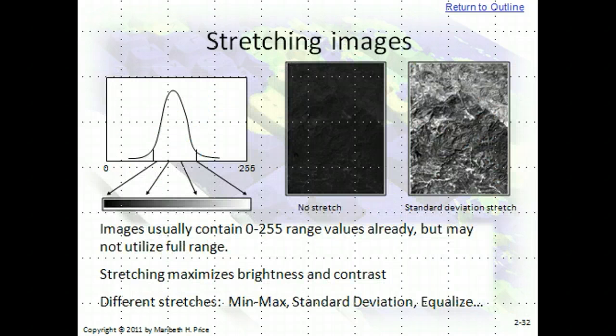Stretching maximizes brightness and contrast, and images usually contain a 0 to 255 range of values, but they may not utilize the full range. Since the image, once it's stretched, has few values near 0 or 255 because the tails are taken out, most of those pixels will occur in the middle gray range.